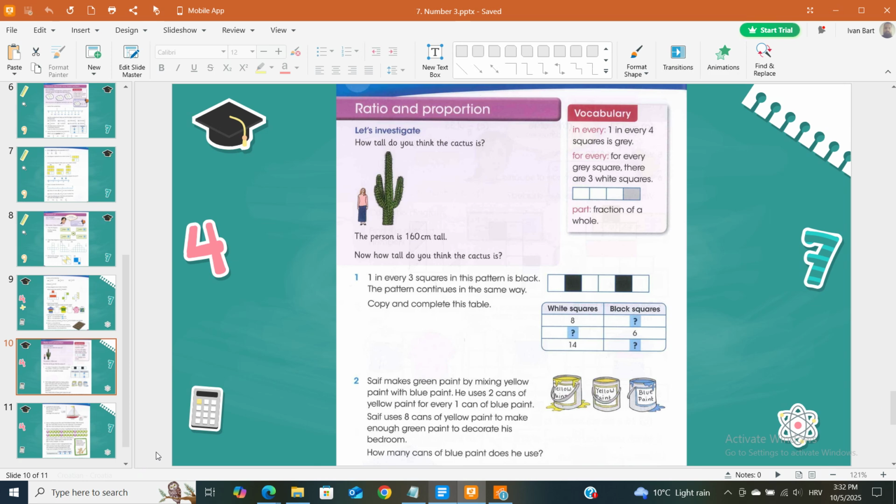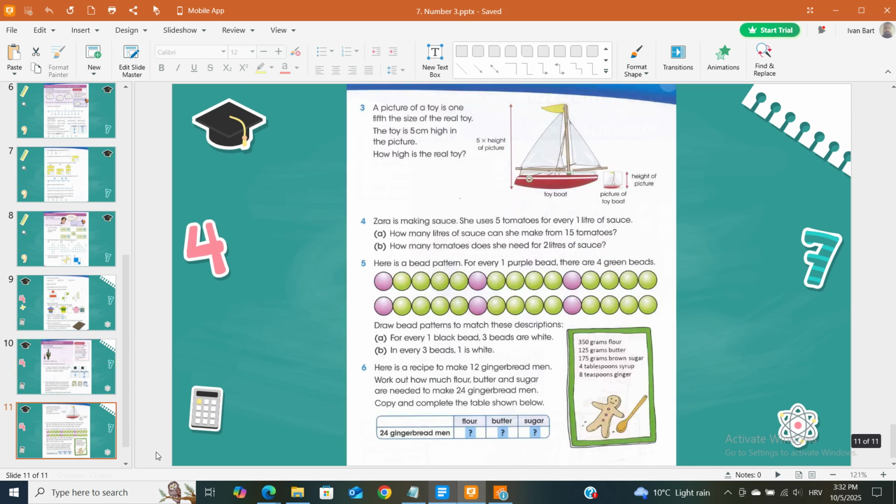White squares, black squares. Yellow paint, blue paint. A picture of a toy is 1/5 the size of the real toy. The toy is 5 centimeters high in the picture. How high is the real toy? Height of picture, toy boat.